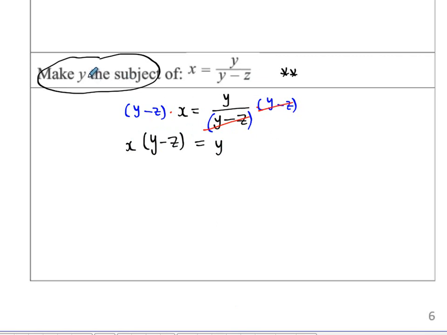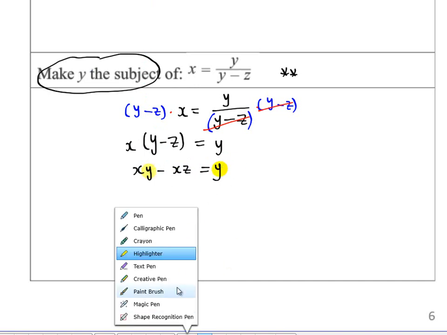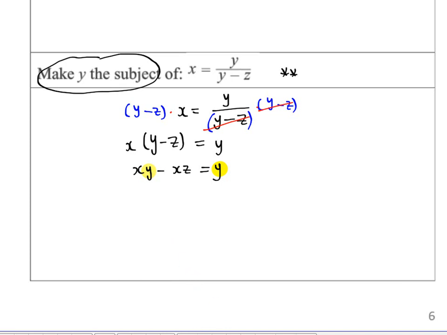Wanting to make y the subject means we now have to collect y onto one side. So let's expand the bracket. So let's see what happens if I expand the bracket. xy minus xz equals y. Now notice that you have a y here and a y here. Let's collect the y onto maybe the left side and then collect the xz so that it goes onto the right hand side. Now I'm going to do all this in one go.